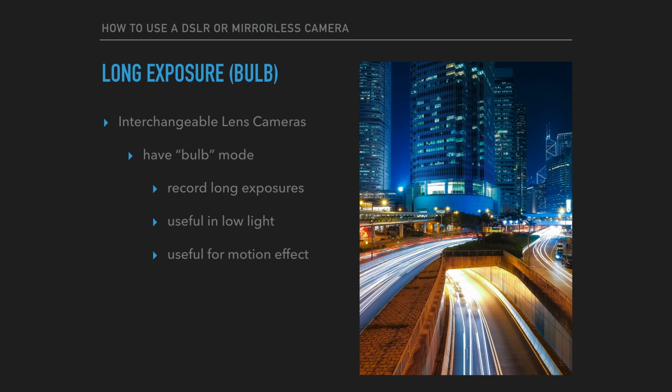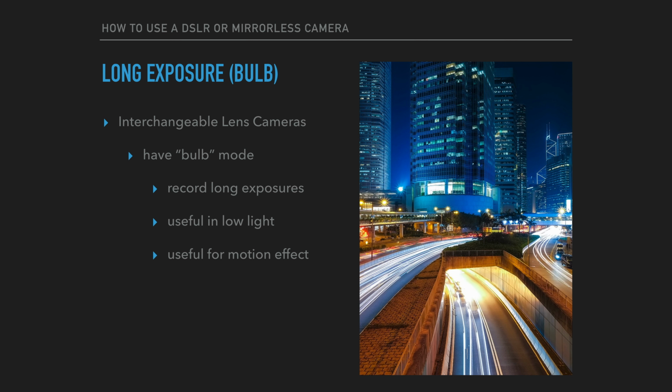Bulb long exposure, 30 seconds plus. Interchangeable lens cameras have a bulb mode that allows the camera person to record long exposures. Recording a long exposure is useful in various circumstances. It is useful in low light environments such as night scenes. It is useful in creating a motion effect from a subject or object in motion.